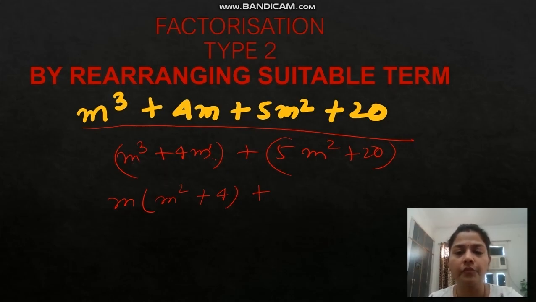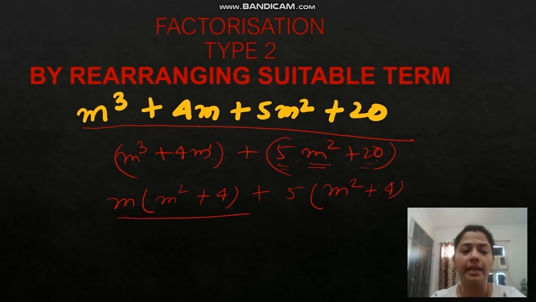Now you can see here from these two, here we have m², here there is no variable. So we can't take any variable common, but the constants here are 5 and 20. We can take 5 as common. So after taking 5 as common, what is left behind? m² + 4. You can see here it has become type 1 factorization.